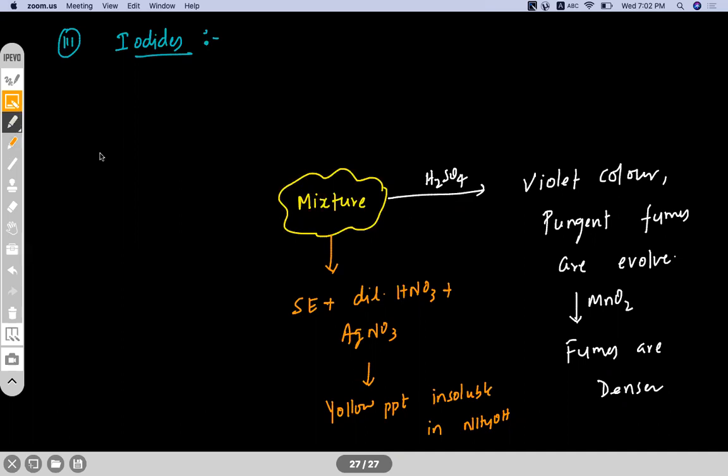In this also, we can have the layer test. We mix sodium extract with CCl4. Apart from CCl4, we can also use CHCl3 and carbon disulfide, CS2. Plus we add chlorine water, and shake it properly. The organic solvent layer turns violet.